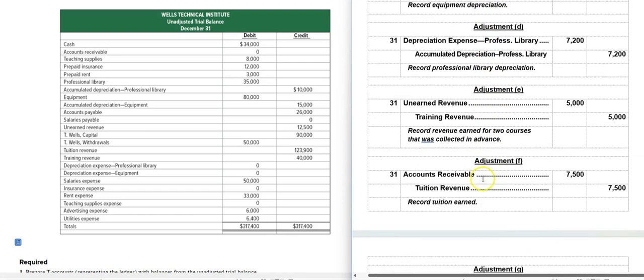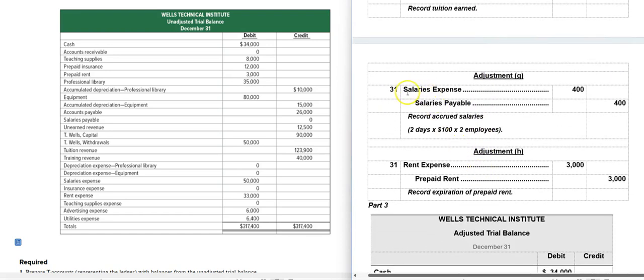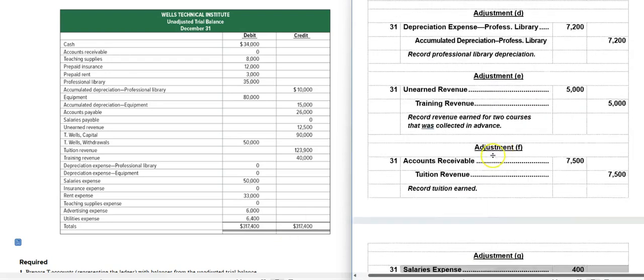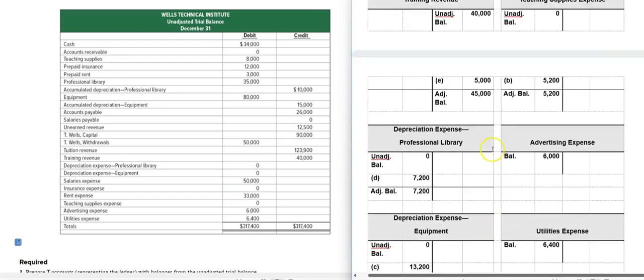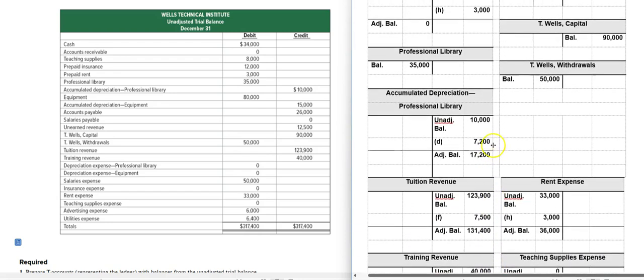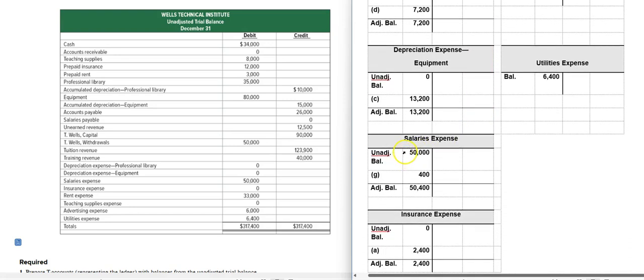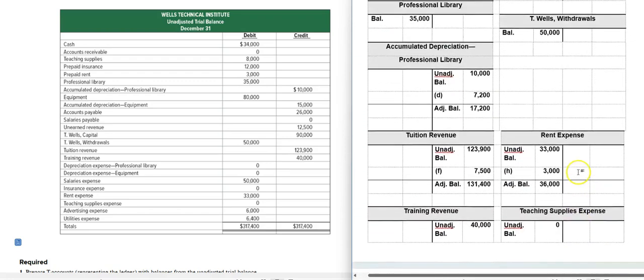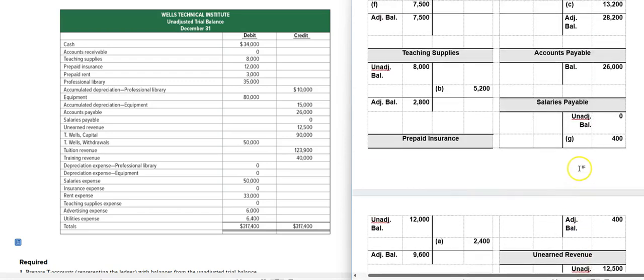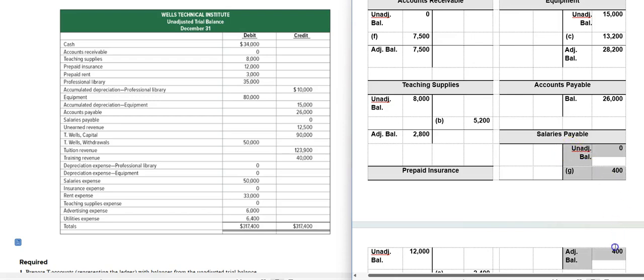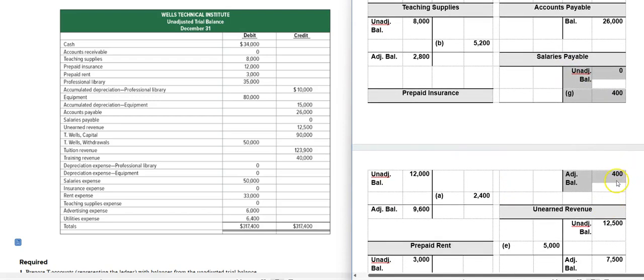Okay. So what I'm doing is I'm just posting these into the general ledger to cause these account balances to actually change. So I do the same thing with salaries expense and salaries payable. I am posting, if I can find the salaries expense, there it is. I'm adjusting it, increasing it 400 and increasing my salaries payable 400, adjusting that balance to reflect what we actually owe at the end of the year.